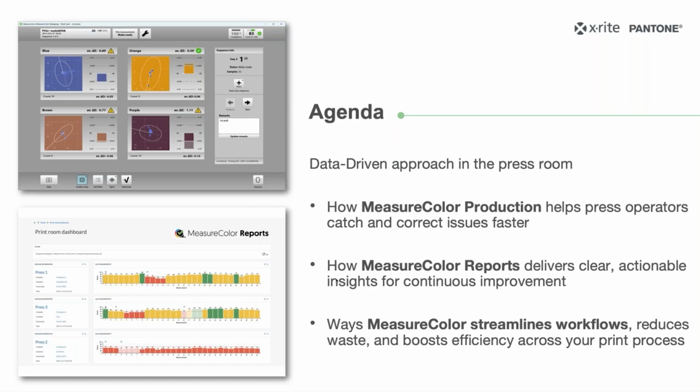Where is my process going right? Where am I maybe losing money in my process, and how can I then improve my process? This is very much driven from MeasureColor reports as an application. And then last but not least, I will show you how MeasureColor can be implemented in existing workflows, so that it fits in whatever you already have invested in.